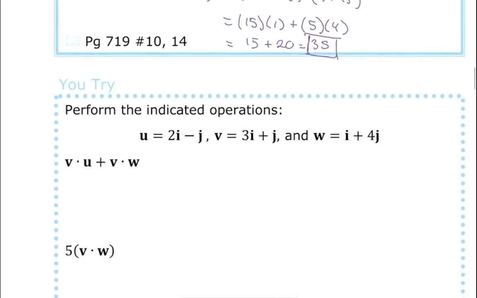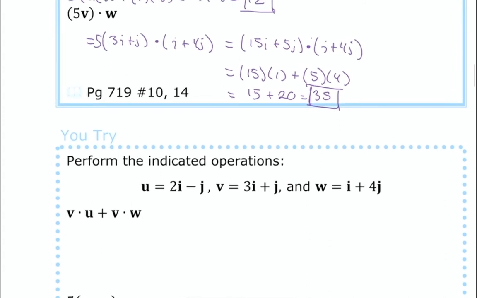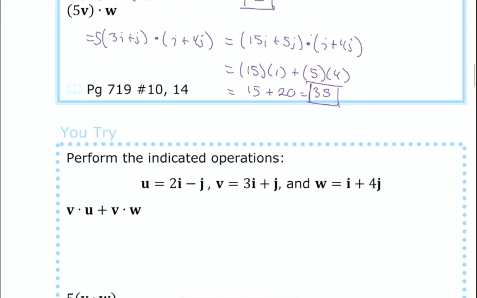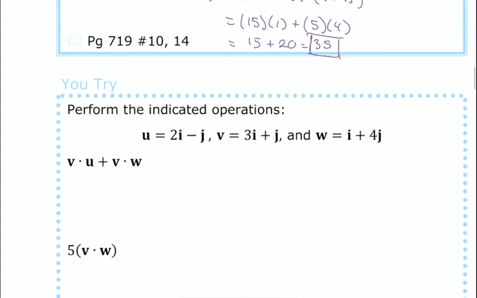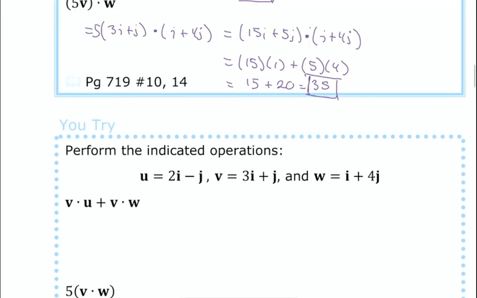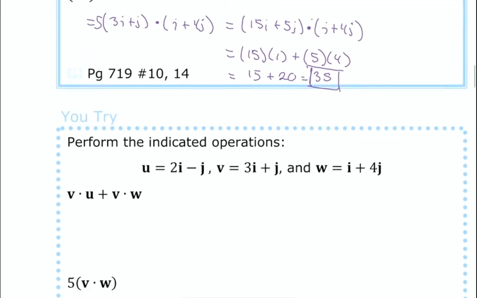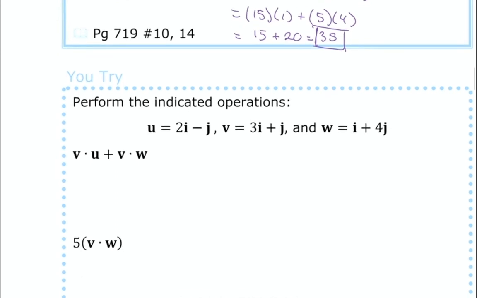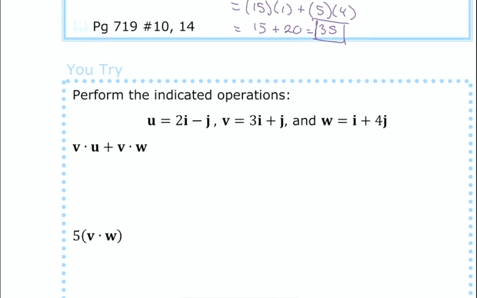5 times v·w. That's equivalent to doing the problem in the top left corner of your screen and multiplying by the 5 first and then performing the dot product. Just here we're going to do the dot product first and then distribute multiplication by 5. So the answer for this problem in the bottom left corner of the screen should be 35. So work those two out on your own and see if you get the answers of 12 and 35.